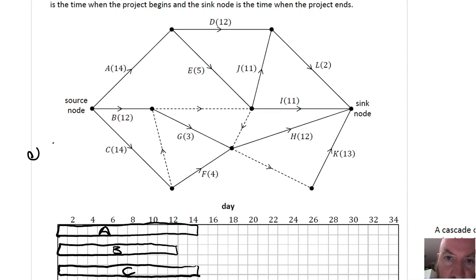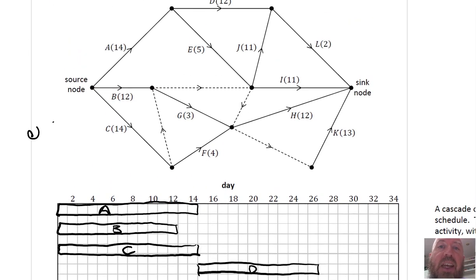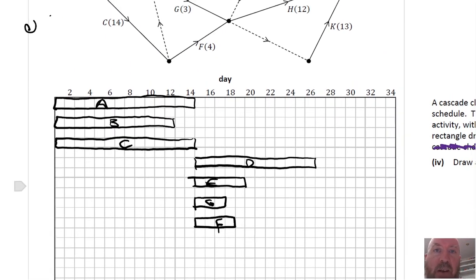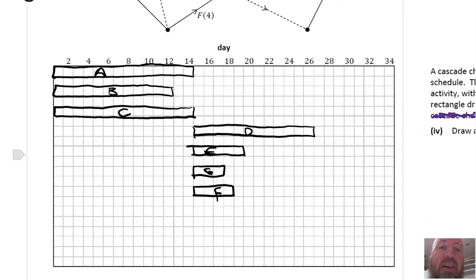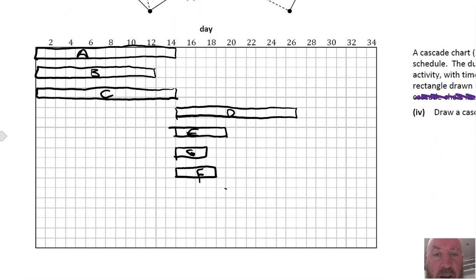Now what? From D we have L, but L depends on J, and J depends on E, so we've got to put in J first. So J depends on E, so that's wherever E ends. E ends on 19, and add in 11 for J. But actually J also depends on B and C, but C ends on 14, so E ending on 19 is the earliest everything can be ready. So J is 19 plus 11, so it goes up to 30. We are dangerously close to running out of space.